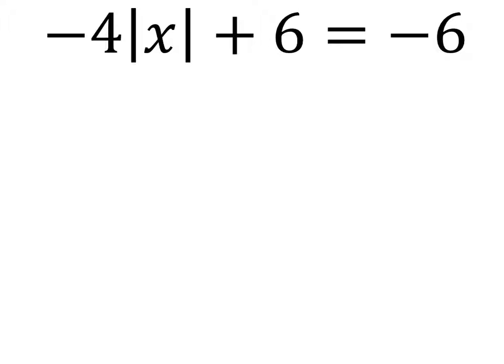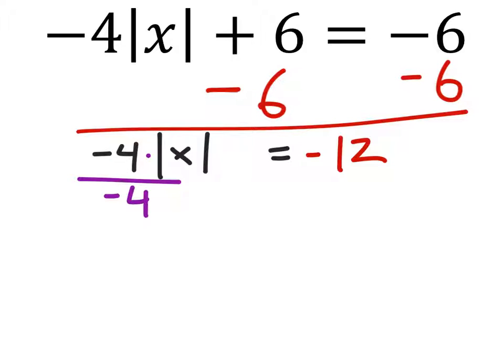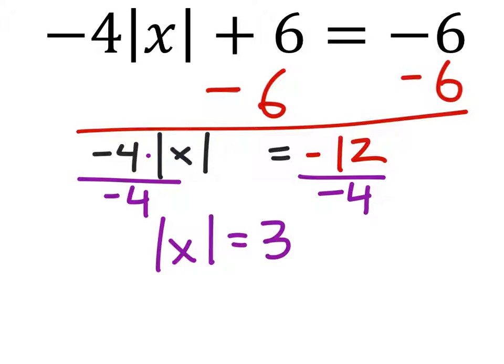All right, the first thing we're going to want to do is isolate that absolute value. Not necessarily the x, but the absolute value. So we're going to subtract 6 from both sides. That gives us -4 absolute value of x, and this is going to equal -6 minus 6, which is -12. From here, this is -4 times that absolute value, so we need to get rid of that -4 by dividing by -4. That gives us the absolute value of x equals 3.